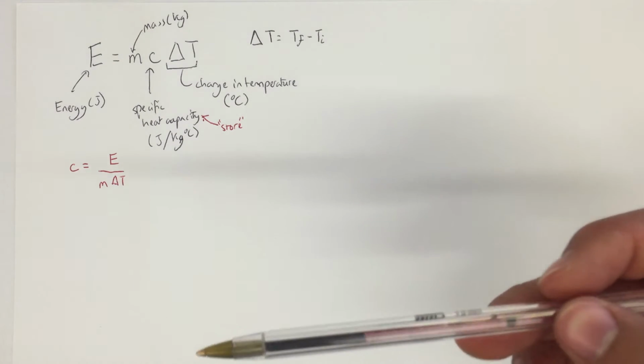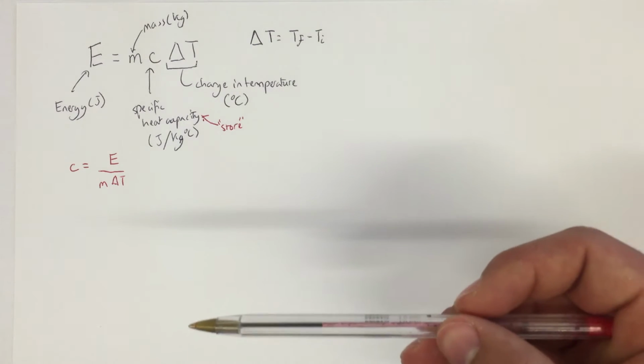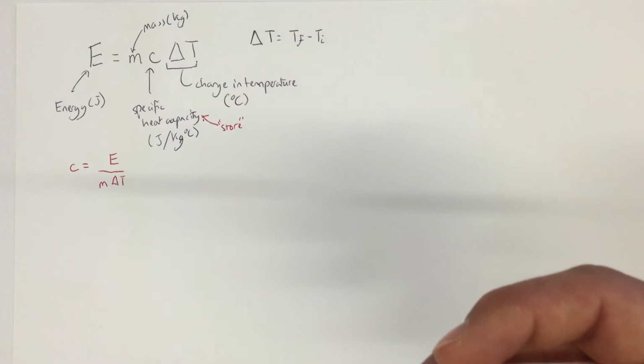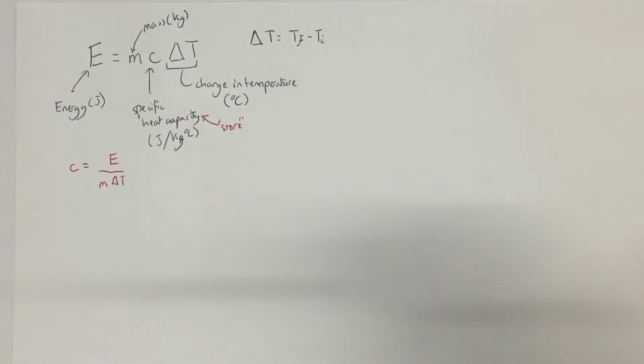However, if a material like water, for example, has a high specific heat capacity, what that means is that it can store a lot of energy. It requires a lot of energy for it to be heated up a degree, but also it means it has a lot of energy stored, so if it's cooling down, it will take longer for that material to cool down.